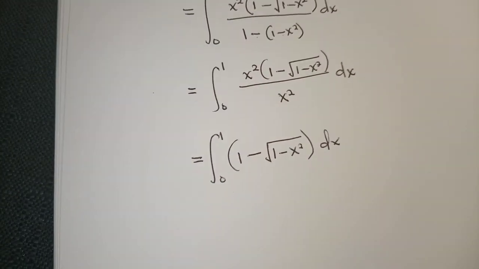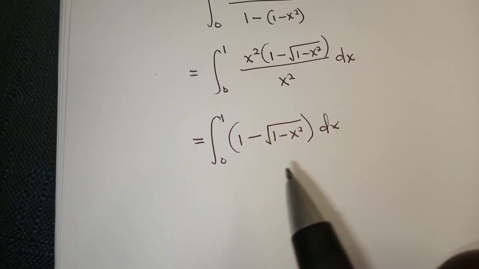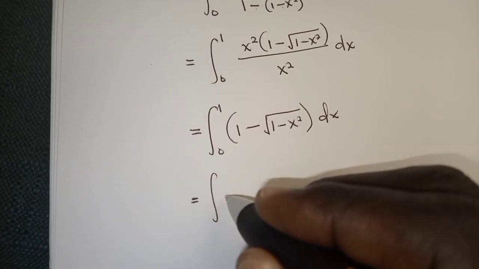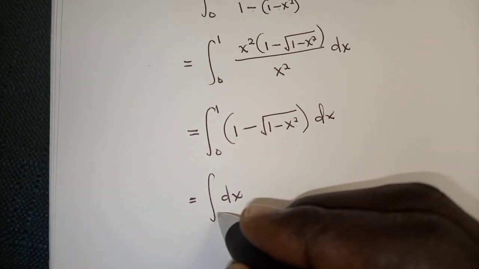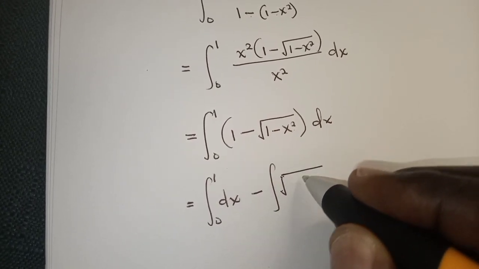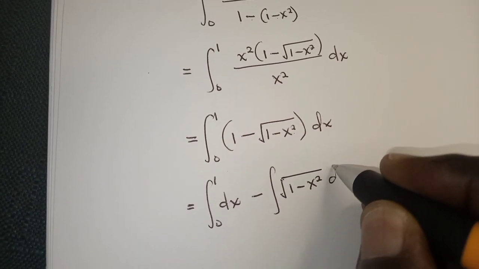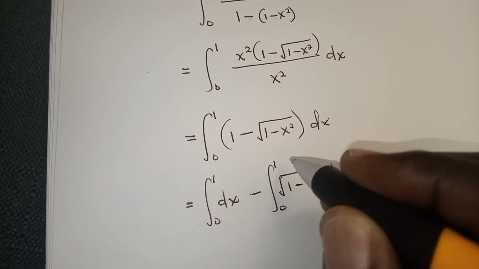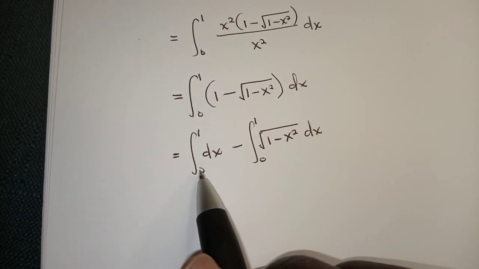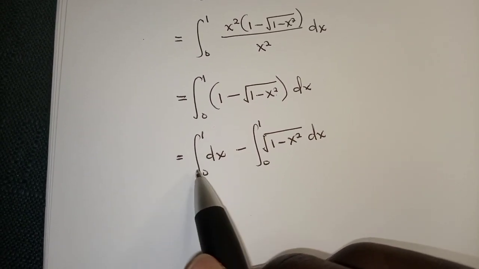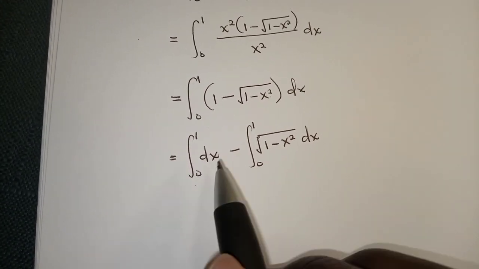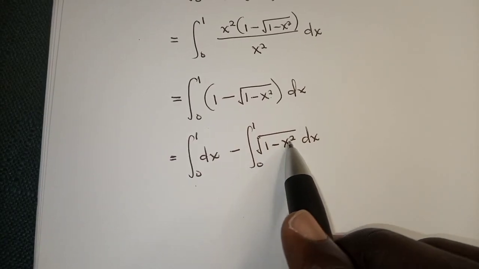So you now expand. This should be equal to the integral of dx from 0 to 1, minus the integral of the square root of 1 minus x squared dx from 0 to 1. Okay, so we know that the first integral, when you integrate, you get x, you evaluate, you get 1 minus 0, so you get 1. That is no more a problem. So this is what you have to do now.